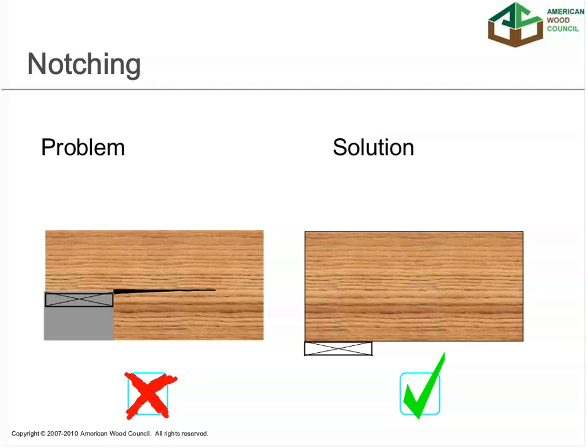But obviously, if you notch a wood member, as shown there on the left, that can lead to splitting of the member, if not with the initial load, over time. And so the solution is to try and avoid notching whenever possible and just go with direct bearing on the wood member.